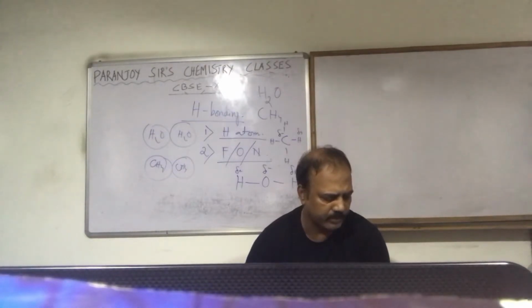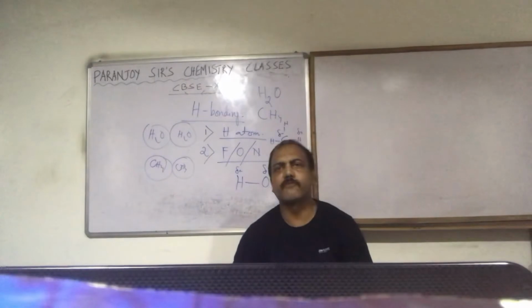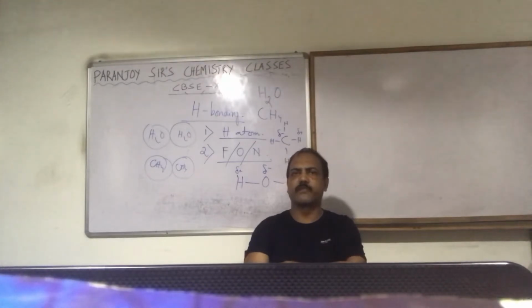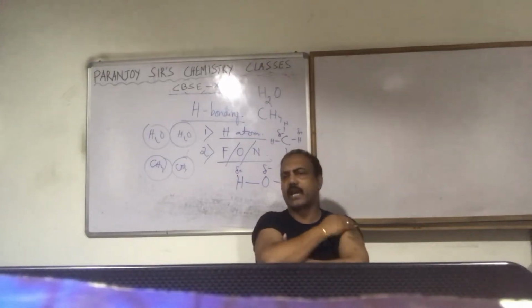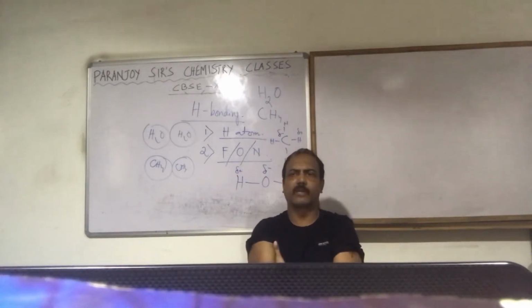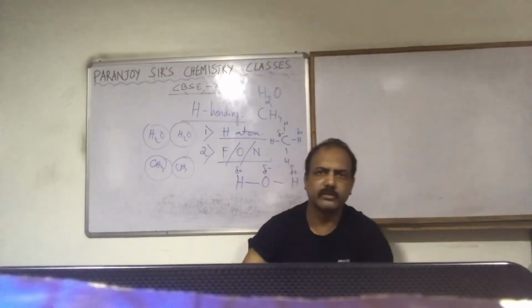Number 2 or number B, ion-dipole interaction. If the force of attraction is between a polar molecule and an ion, it is called ion-dipole interaction.